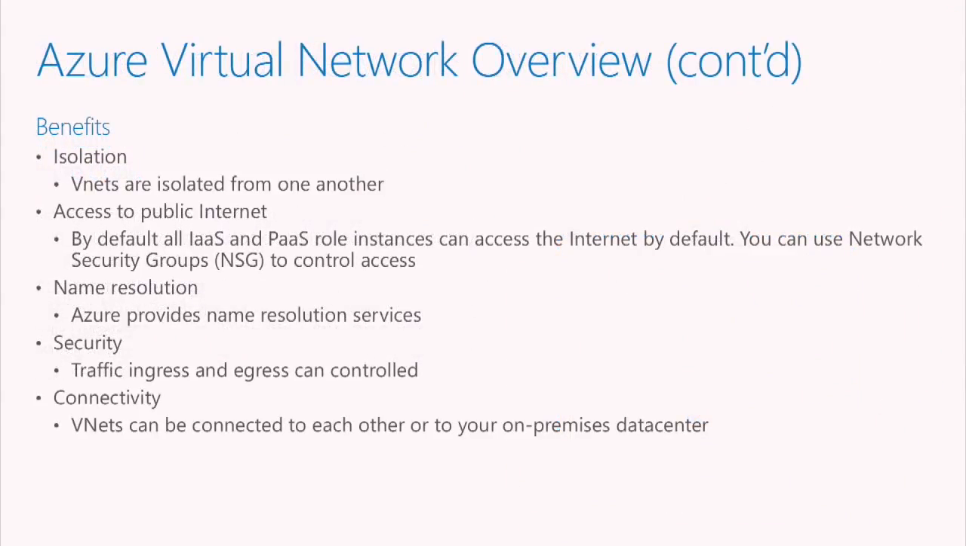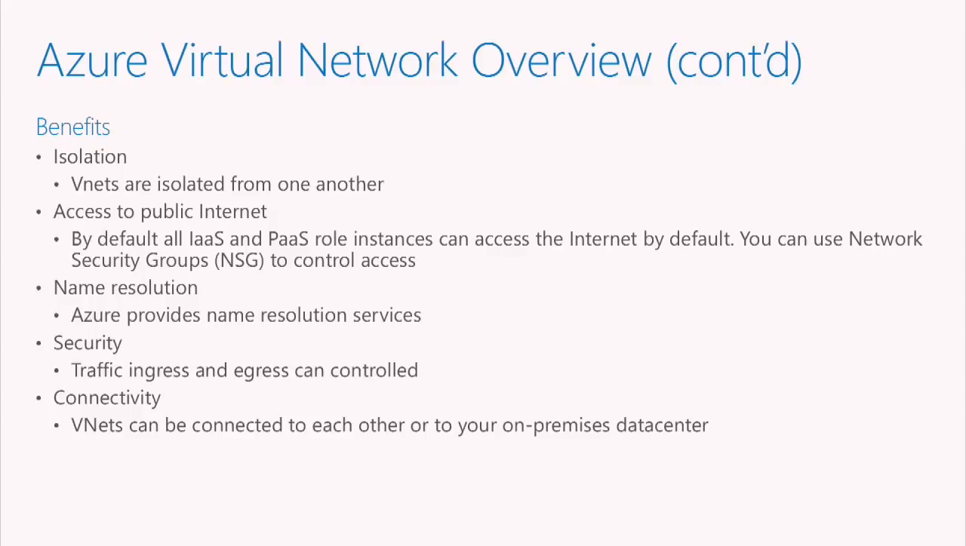Some of the benefits of Azure Virtual Networks: they are isolated from each other. They are not physically connected. They are connected via logical virtual networks. All have access to the public internet. You can implement network security groups and gateways to control access, or you can rely on Azure to control access.